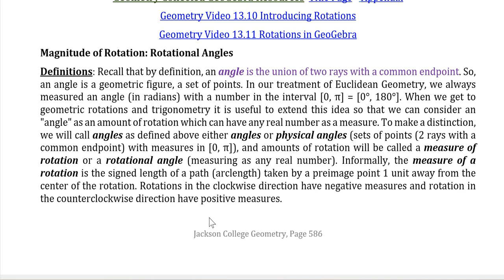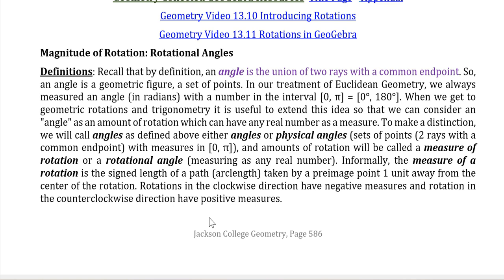To make the distinction between these two uses of the word angle, we'll use the word angle as defined above, the union of two rays with a common endpoint, as either just angles or physical angles: a set of points, two rays with a common endpoint, and the measures between 0 and pi inclusive. And the amount of rotation then will be called the measure of rotation or a rotational angle. It could be any real number for a measure. Rotating in the positive direction is rotating counterclockwise. Rotating in the negative direction is rotating clockwise.